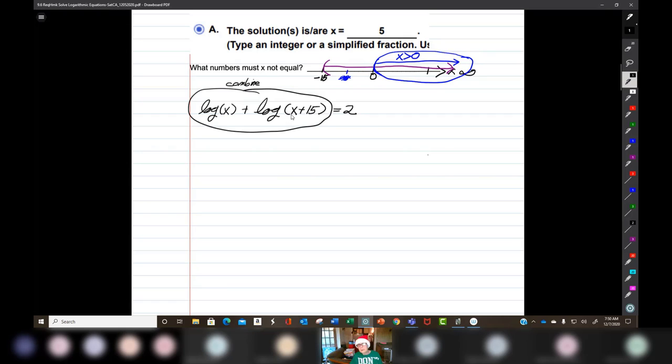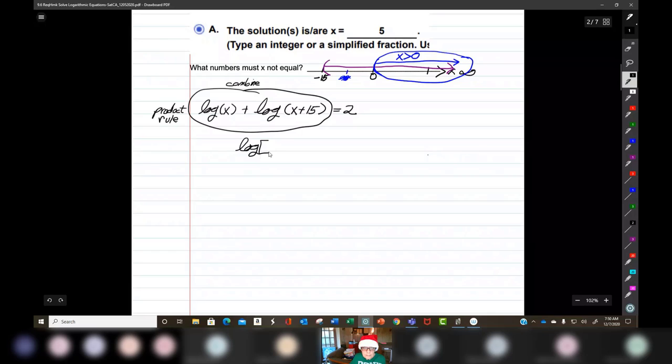That's what the arithmetic of logarithms is for, the properties of logarithms. This property is called the product rule, which we also covered before Thanksgiving. I just don't have time to go back over the basic rules, so you have to do it. So the log of x plus the log of x plus 15 means that I'm going to be multiplying the arguments. x times x plus 15 equals 2.